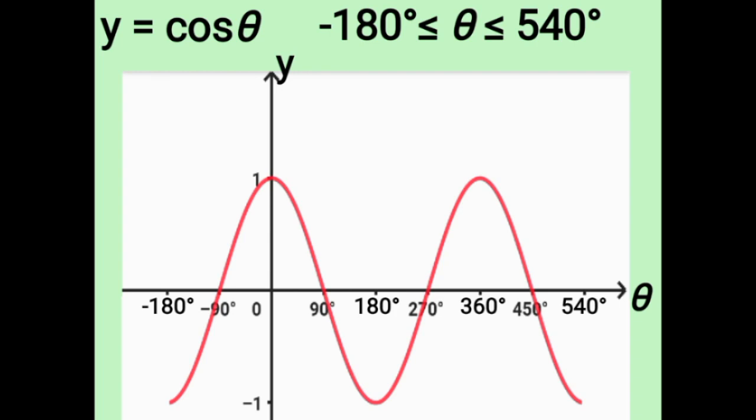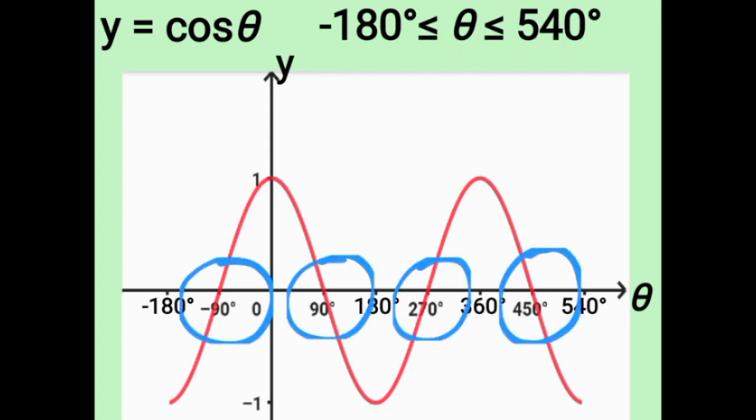Now, as I said earlier, the graph of cosine repeats itself after a certain interval period. So, if we look at our graph, you can see this graph repeats itself every 360 degree period. So, I'll use this arrow to show this here. As you can see, the graph y equals cos theta crosses the x-axis, in this case theta, at 4 points in this given range of angles.